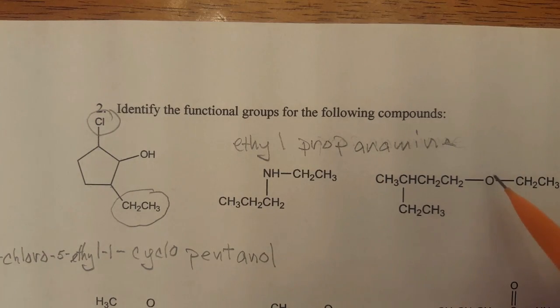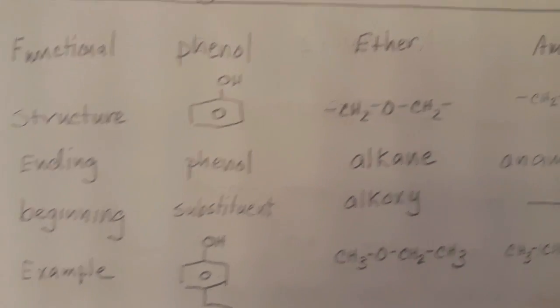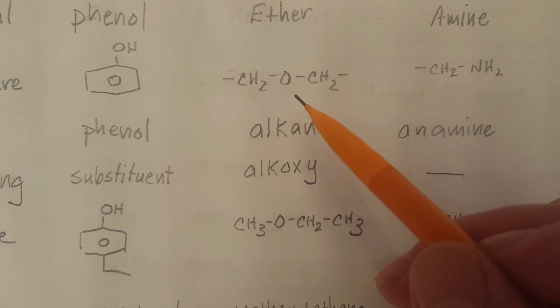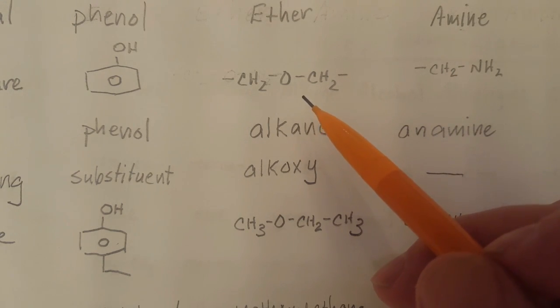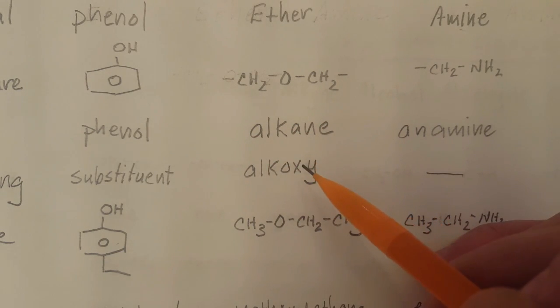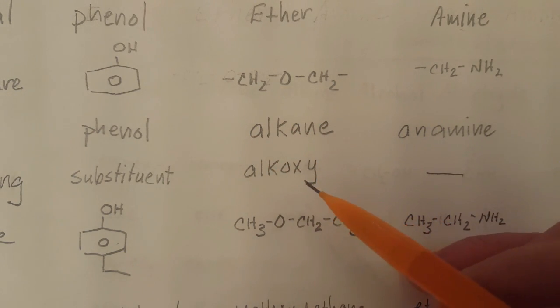Now let's name this guy. So this is an oxygen with 2 alkyl groups. And as it turns out, that's going to be an ether. So an ether is an oxygen with 2 carbon groups bonded to it. Ethers never get a parent name. They always are named after an alkane. And then the substituent group is an alkoxy.